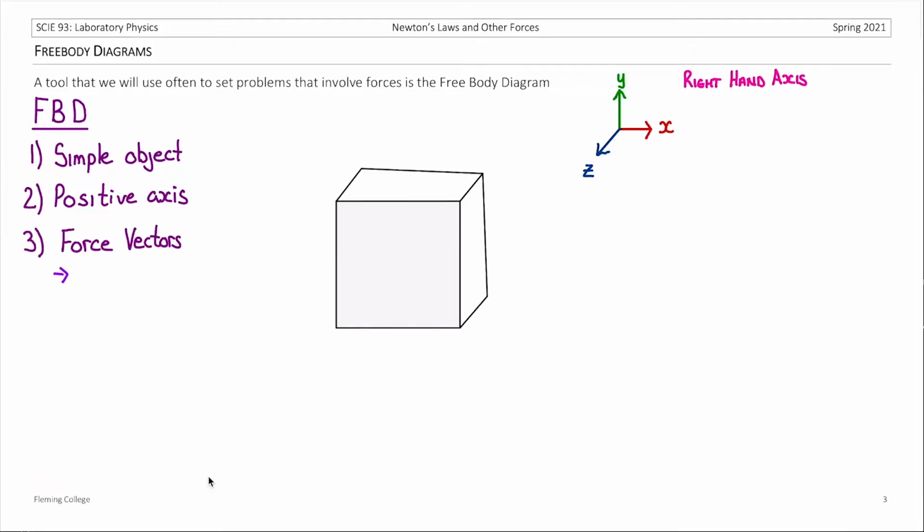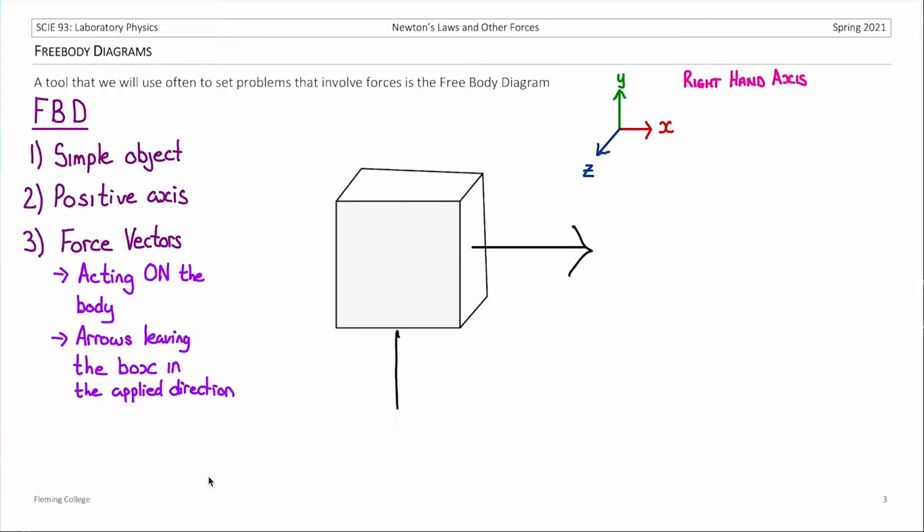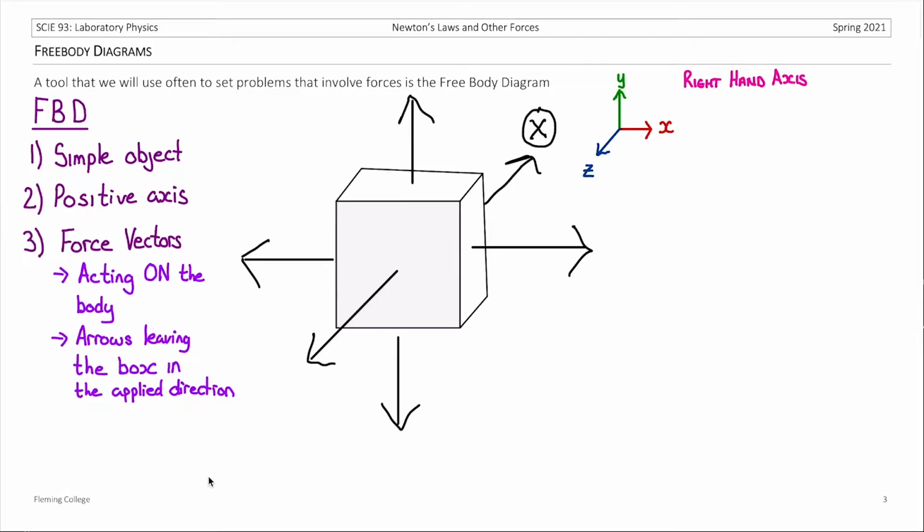There's some rules we need to follow when sketching our vectors. First, we only draw on forces that act on this particular body. We represent forces as arrows in the direction of the force leaving the box. So we see vectors going right, left, down, up, into the page, and out of the page. Note that sometimes the convention used to describe into and out of the page will look like a circle with an X, which would represent an arrow going away from you.